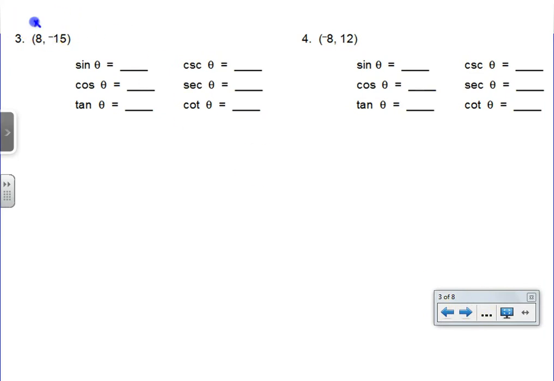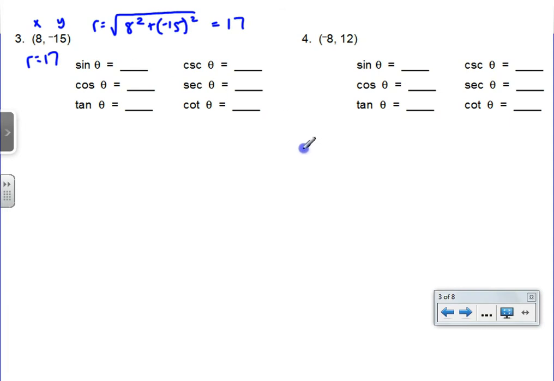Number 3, we have an x, we have a y, and I think we could calculate r. So your r value is 8 squared plus, remember, negative 15 squared is going to be a positive value. Can someone calculate that on their calculator, please? Is it 17, or does this one not come out nice? 17. 17, okay. So our r value is 17.